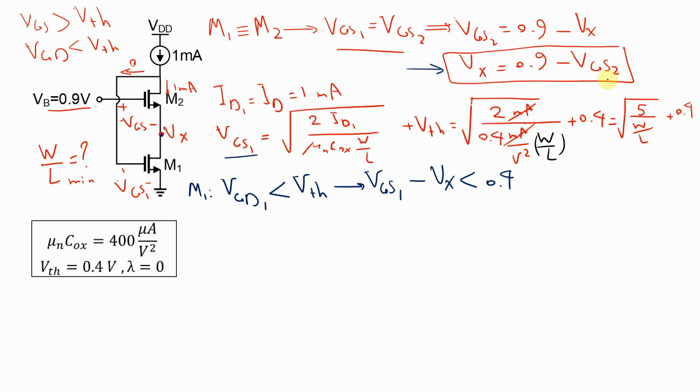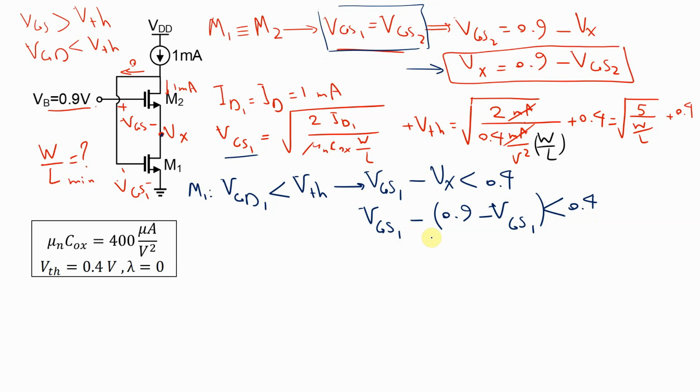And as you all know, gate source 2 and 1 are just the same. So here I can substitute Vx in there, 0.9 minus, and instead of gate source 2, I can just set gate source 1 because these are just the same, okay? No problem with that. Less than 0.4.